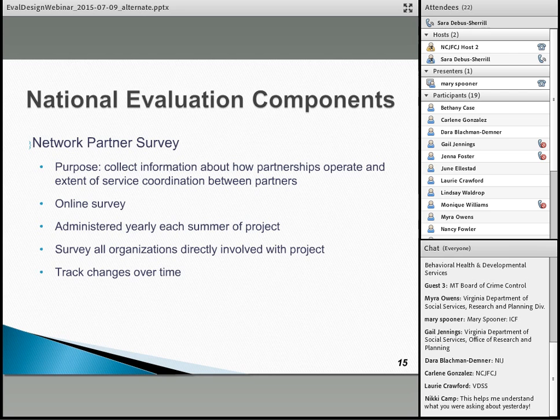And this one's really fun because we create these really interesting visual diagrams that show the extent of service coordination and how the different partners are linked together. So this is one of our really fun ones.